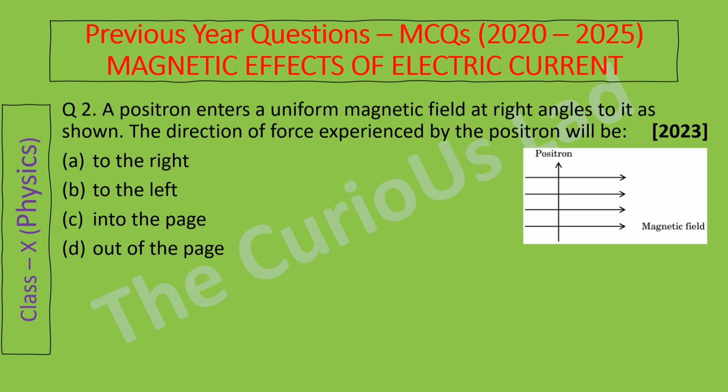Next question, second, which was asked in 2023. A positron enters a uniform magnetic field at right angles to it, as shown. The direction of force experienced by the positron will be option A, to the right, option B, to the left, option C, into the page, or option D, out of the page. And the correct answer is option C, into the page.